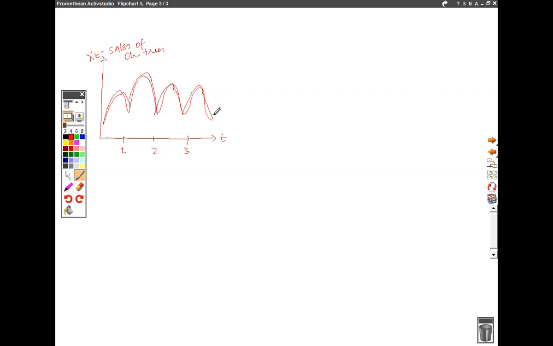So for this kind of data sets, what you can opt to do is use seasonal differencing. So this is the third method that we're looking at.